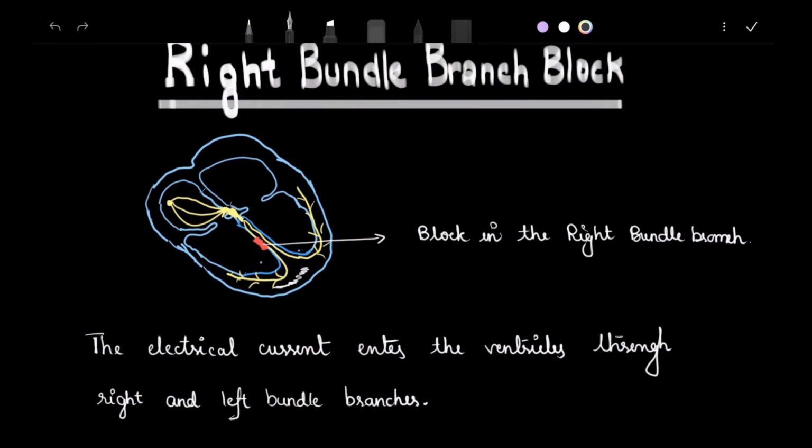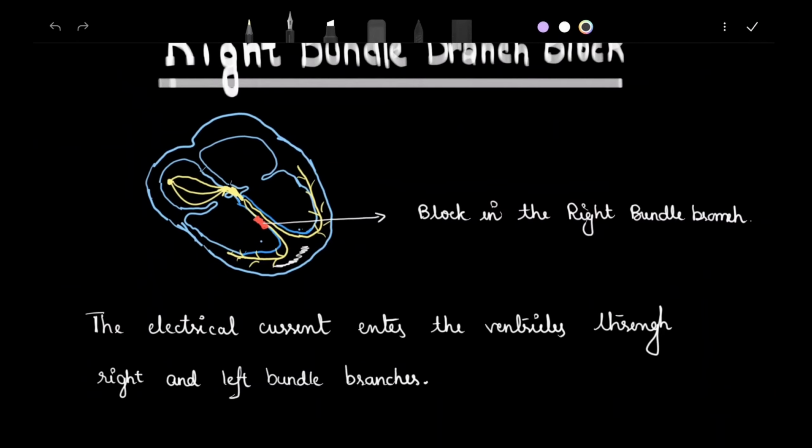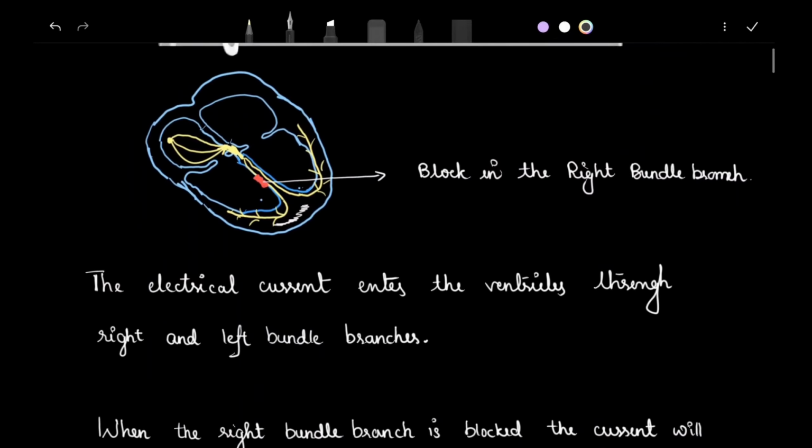Right bundle branch block means that conduction through the right bundle branch, from the bundle of His, is getting blocked, and the conduction to the right ventricle and the surrounding area is being compensated. Normally, this is the pathway: SA node to AV node, bundle of His, right bundle branch, left bundle branch, Purkinje fibers. So here the right bundle branch is getting blocked. This is the blocked area.